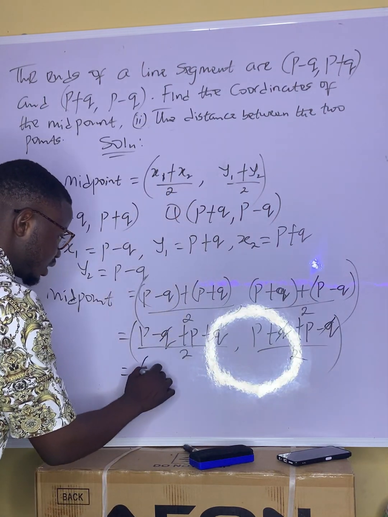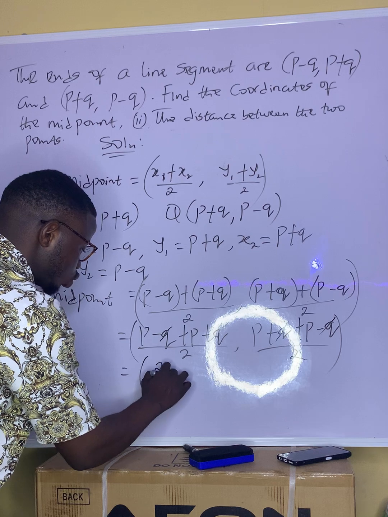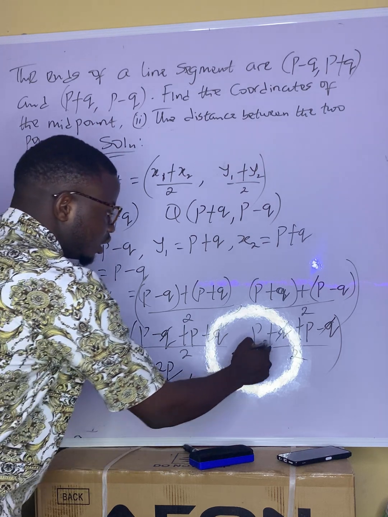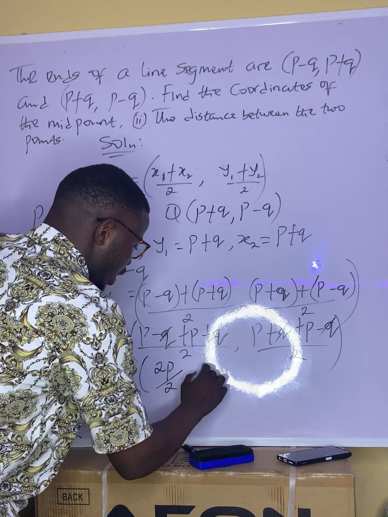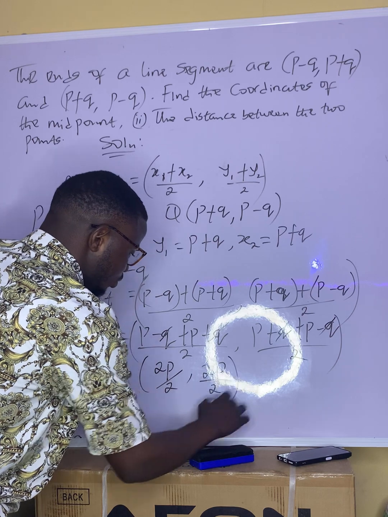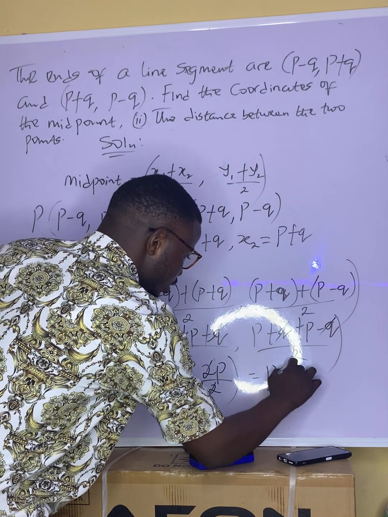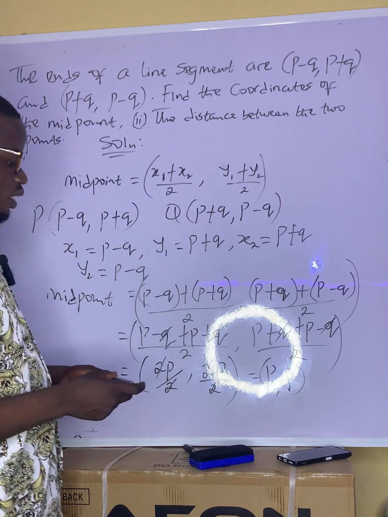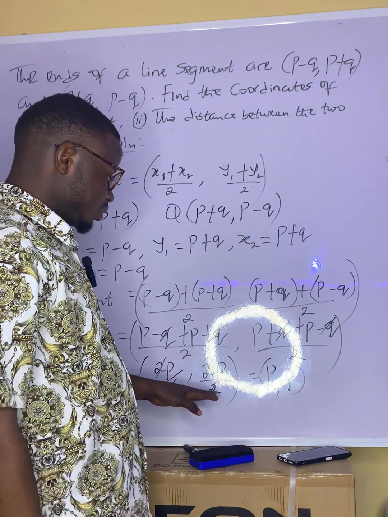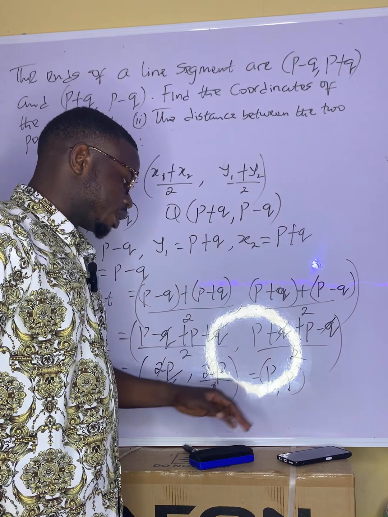So now we are left with P plus P, that will give us 2P over 2, comma. Here we have P plus P, that will also give us 2P over 2. So 2 will cancel 2, 2 will cancel 2. So here we have P comma P. So therefore the coordinate of the midpoint for the 2 points is P comma P.